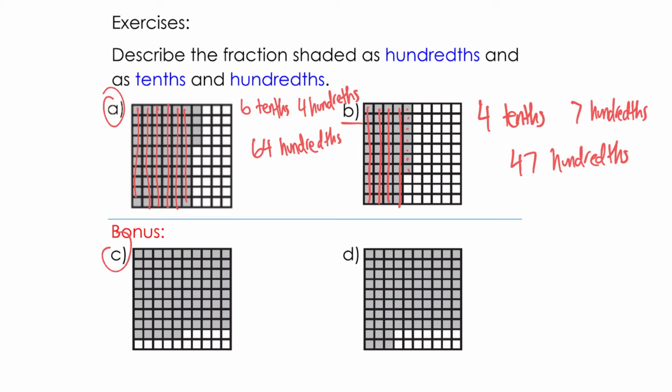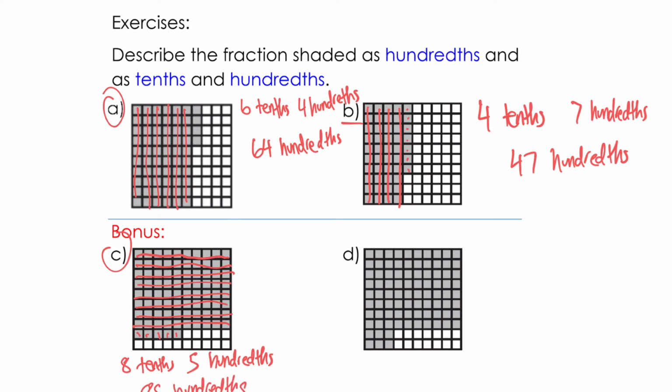Okay, time to look at C. Well, C is going in a different direction, so instead of going vertically, we'll have to go horizontally. 1, 2, 3, 4, 5, 6, 7, 8. They are 8 tenths. And 1, 2, 3, 4, 5 hundredths. For a combined total of 85 hundredths.